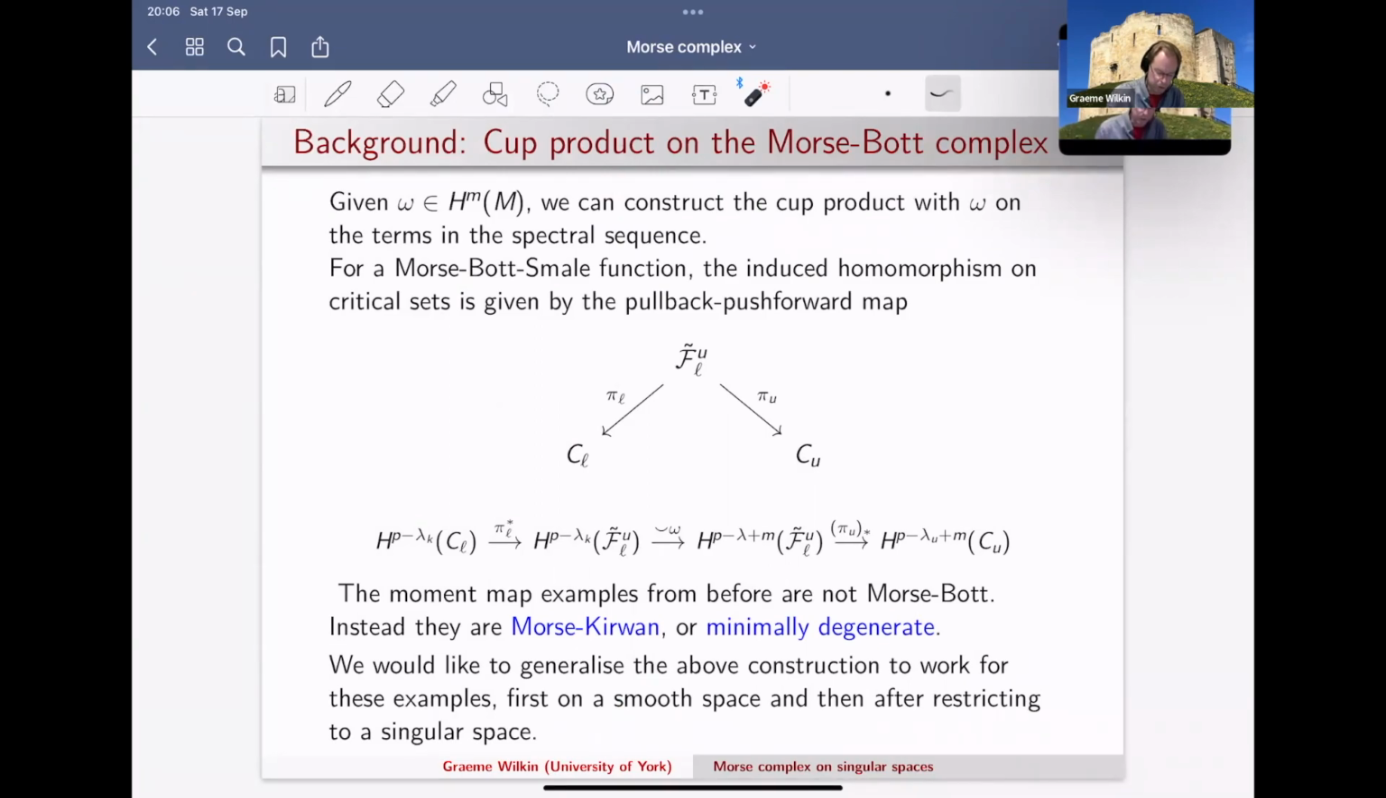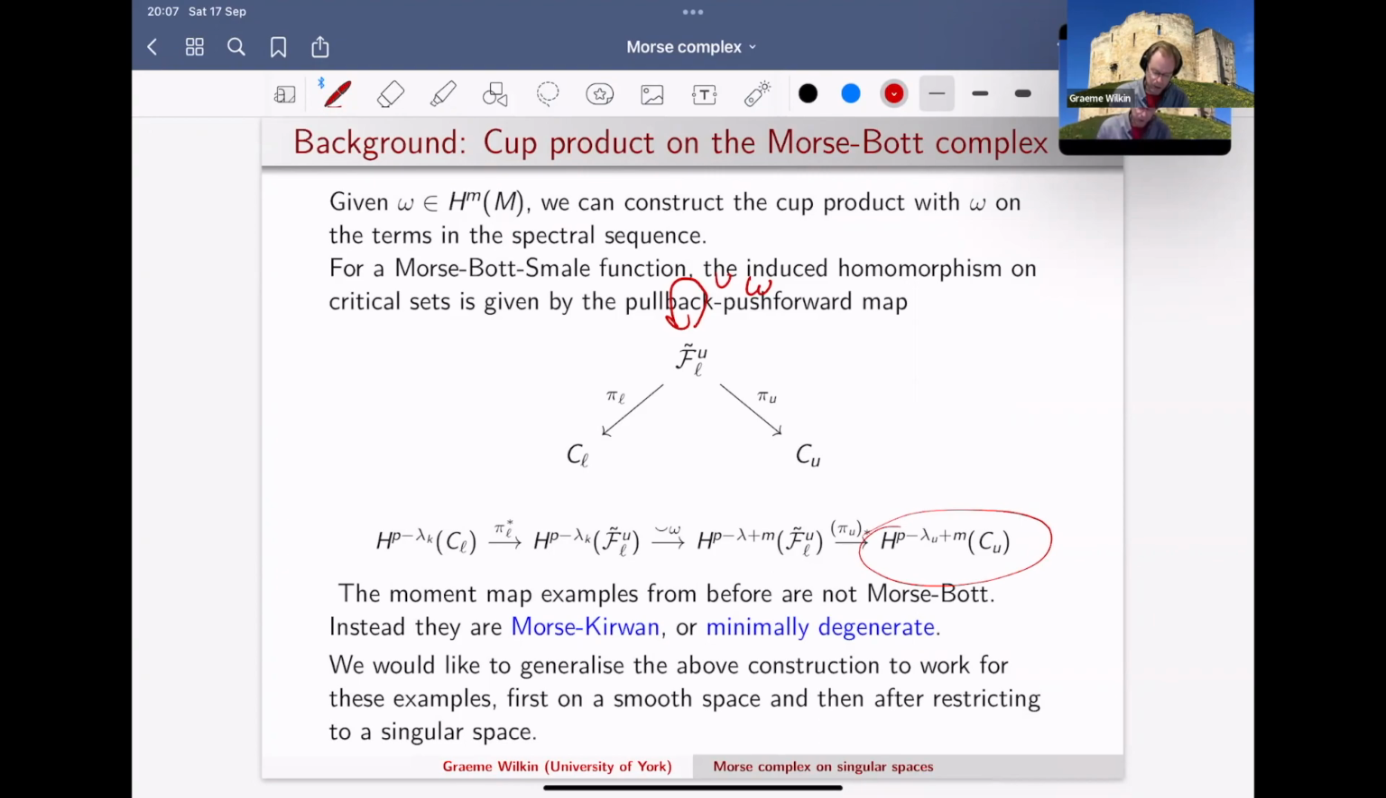I won't go into too much detail here, but I'll just say that after you've pulled back, you can then take the cup product with some cohomology class coming from the ambient manifold, and then you can integrate that, push that forward down to the upper critical set as well.